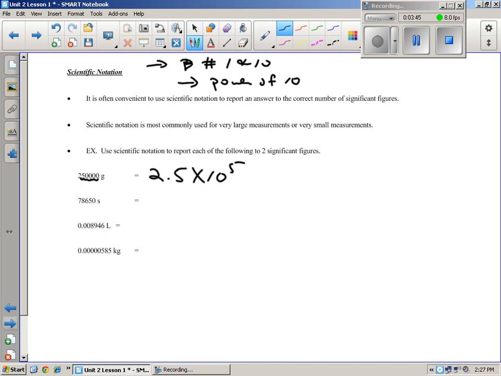2.5 times 10 to the 5th. This one here, 7.865 times 10 to the 1, 2, 3, 4. We need to use 2 significant digits for these, so we need to record them to 2 significant digits. Looking at those 2 there, we need to round appropriately. In this case, it'd be 7.9 times 10 to the 4.